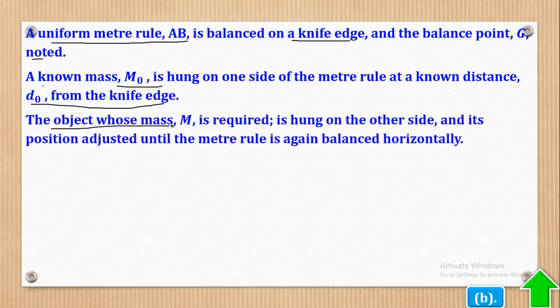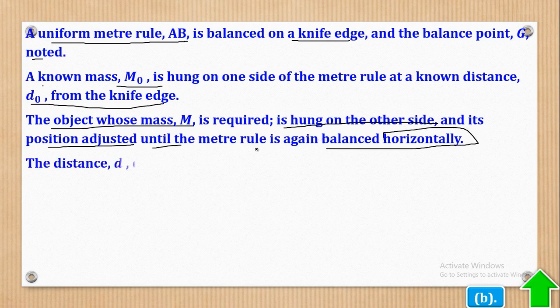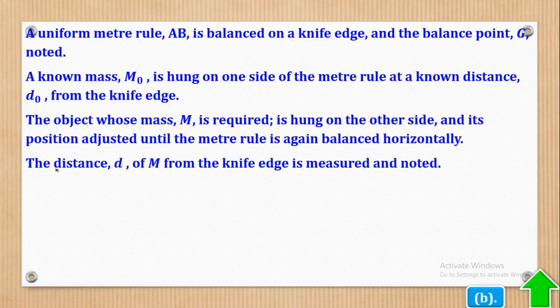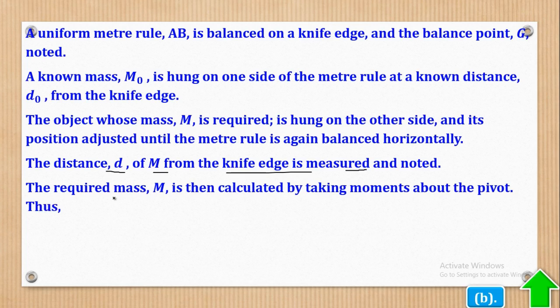The object whose mass M is required is hung on the other side and its position adjusted until the meter rule is again balanced horizontally. The distance D of M from the knife edge is measured and noted. The required mass M is then calculated by taking moments about the pivot.